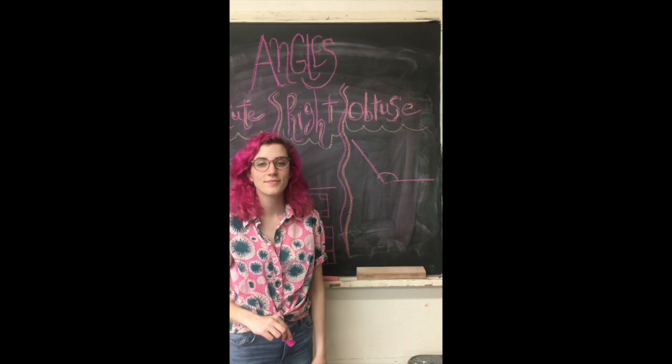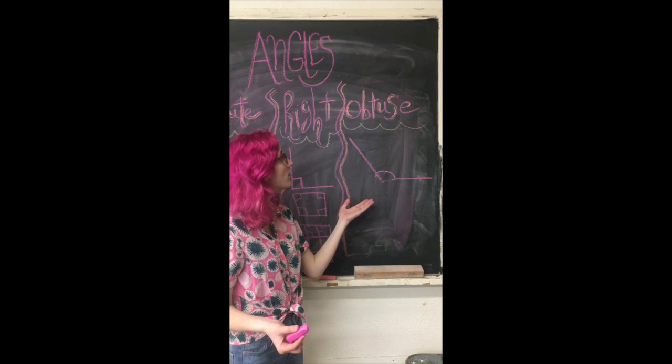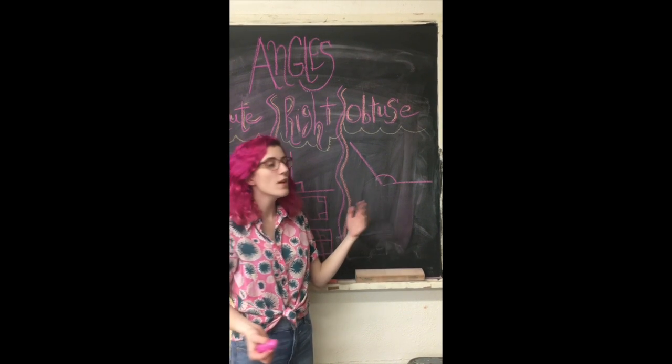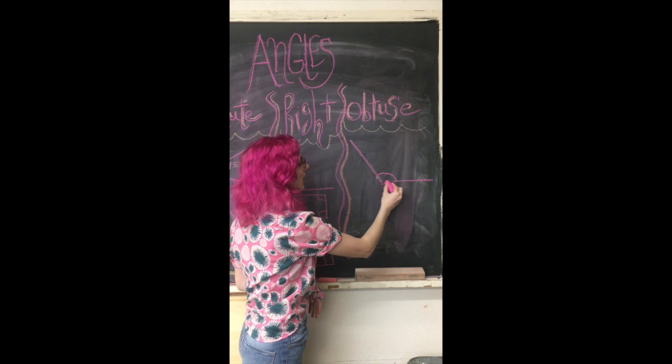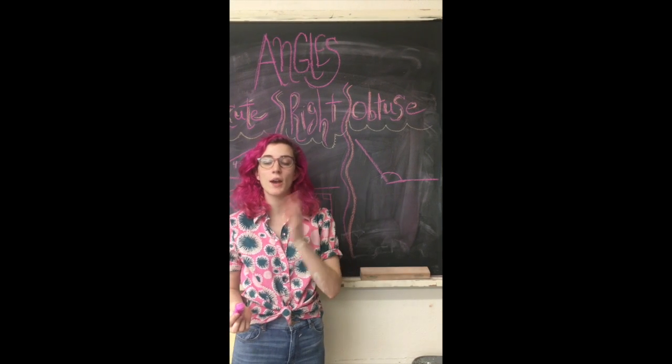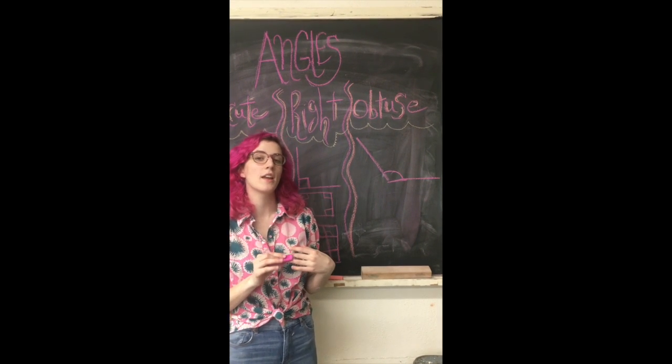All right, class, our very final angle that we're going to look at is our obtuse angle. You can see here that it's really, really wide, and it is actually going to be anything that is greater than 90 degrees and less than 180 degrees.